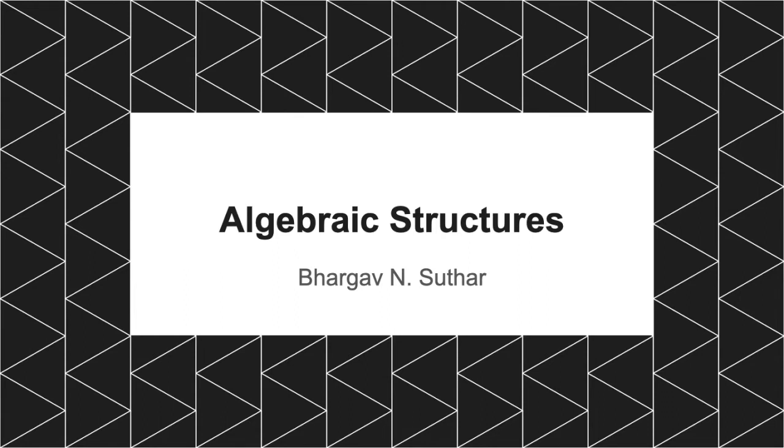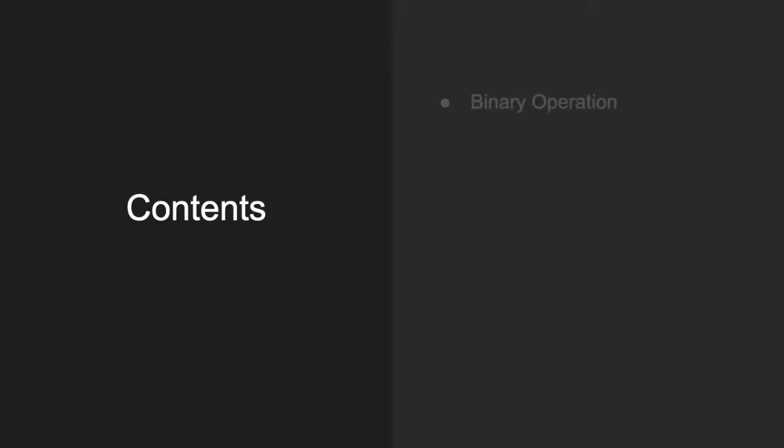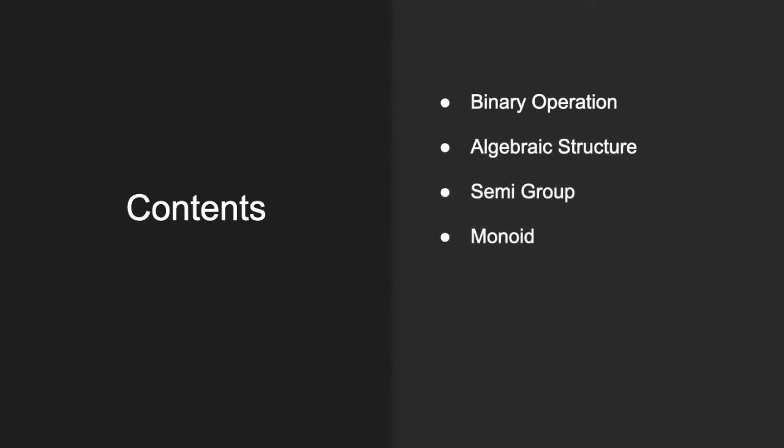Today we are going to start a new chapter, algebraic structures. For today's session, we will discuss some of the topics: binary operation, algebraic structure, semi-group, monoid, group, and abelian group.